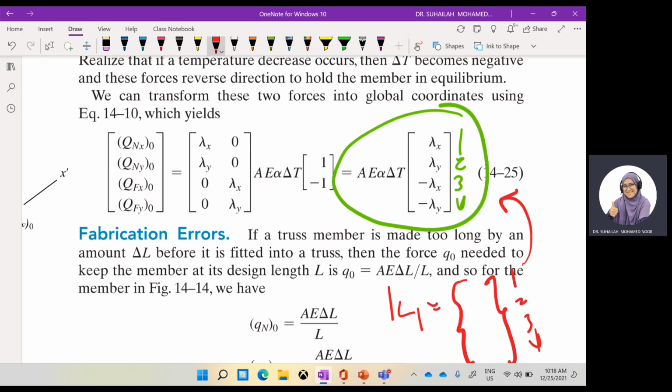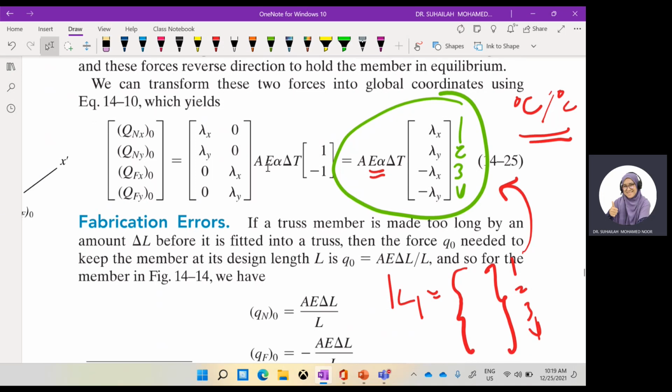Where alpha is the coefficient of thermal expansion. We have discussed this in the flexibility method as well. Coefficient of thermal expansion, and we have delta T, which is the temperature. Temperature has degrees Celsius, right? And alpha is per degree Celsius. So this will be cancelled. So this is actually the formula that we are going to use.